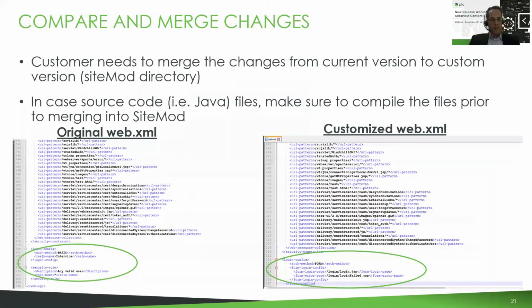Throughout the process of analyzing the customization, this is just an example of how this typically looks. For example, I just gave an example of the web.xml file before and after, or original versus custom. In this case, there used to be basic authentication, which we customized to include form-based authentication. And keep in mind that every change you are doing throughout this process that requires compilation, for example if those are Java files, needs to be taken care of before you merge your custom files back to the site mode. So the process itself will not take care of compiling your customizations.